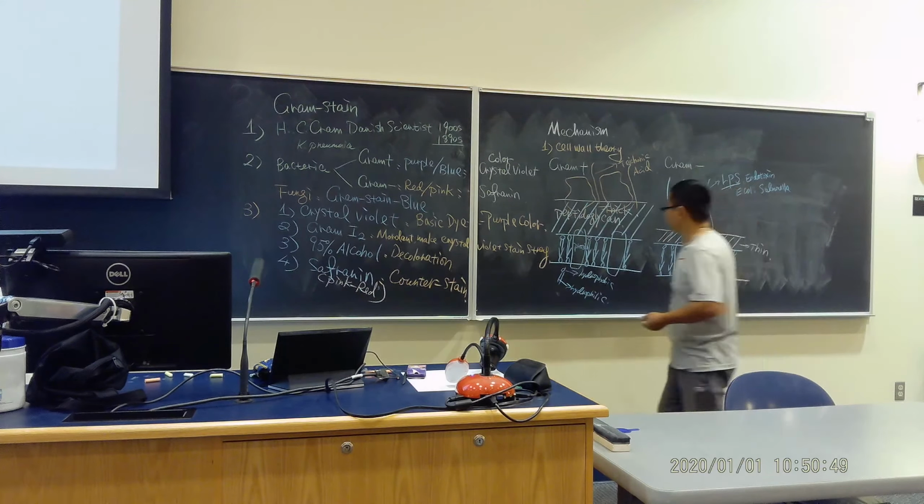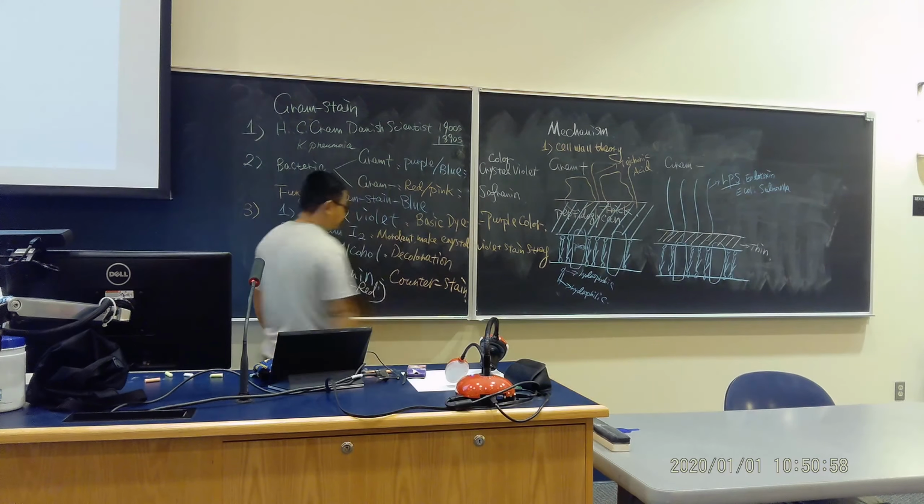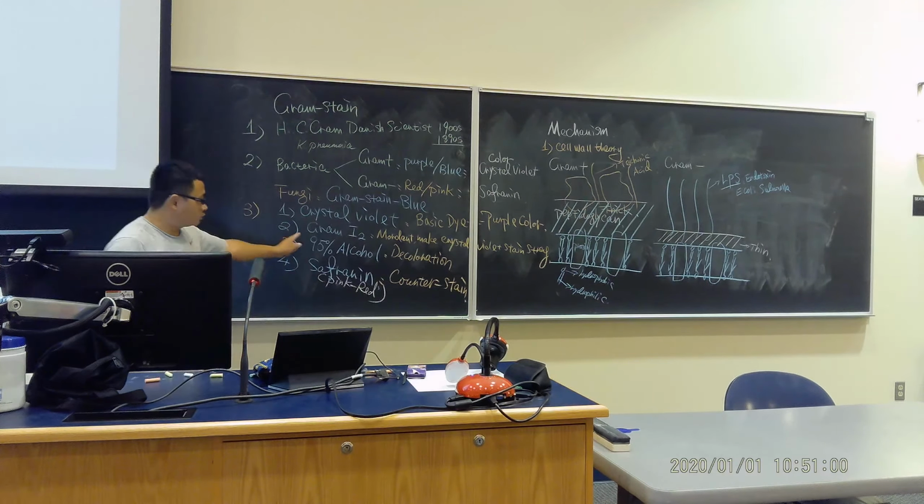Okay, what is the cell wall theory? You are adding crystal violet. It's a basic dye. So you add gram iodine. Make sure it's staying strong. Then the 95% alcohol you add is supposed to be decolorization.